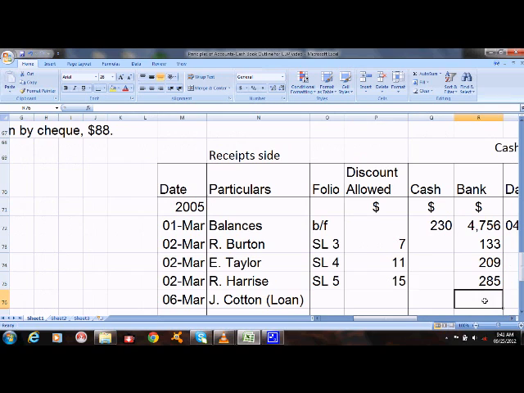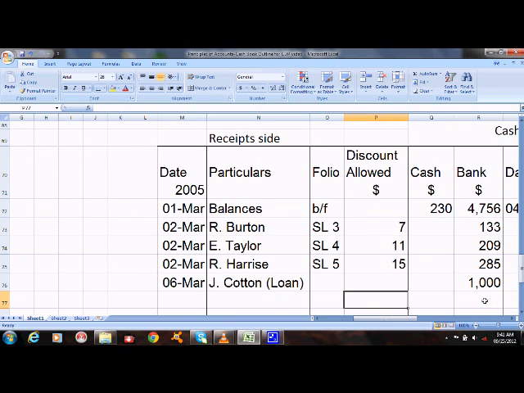Therefore, we place the amount. What is the amount? The amount is $1,000. Please follow your sheet, this transaction as we go along.